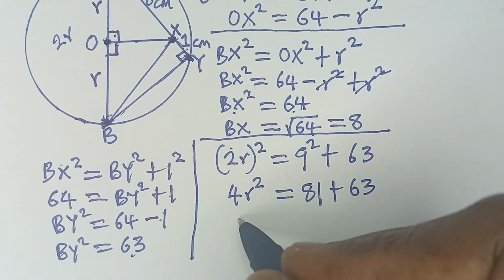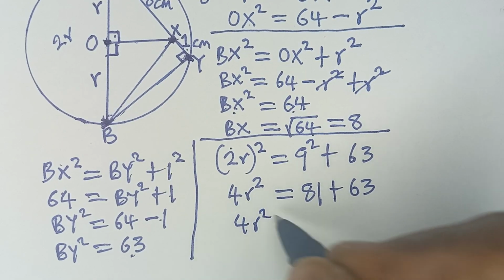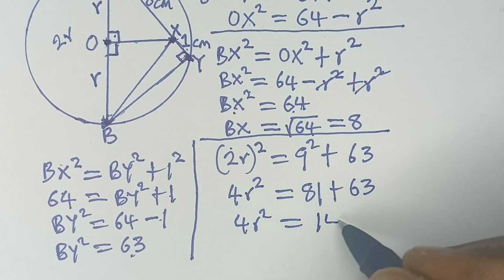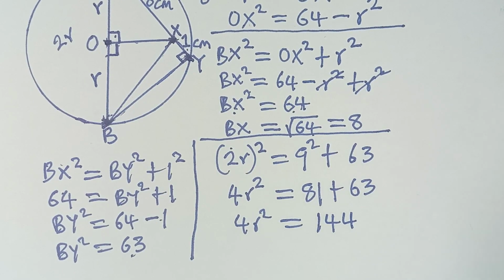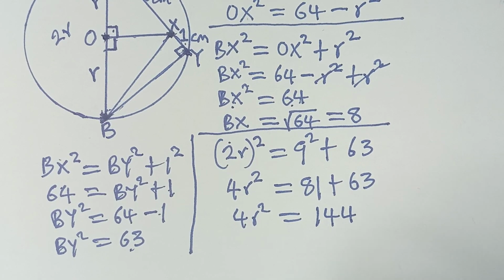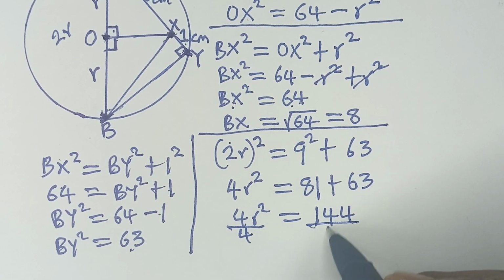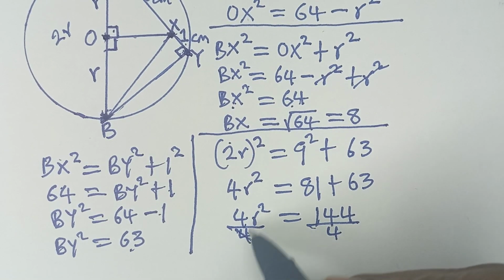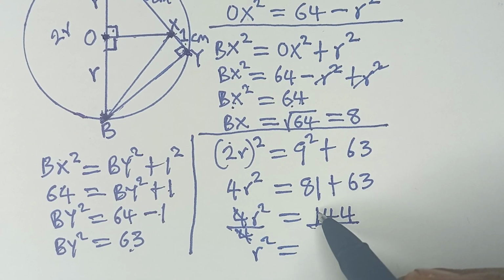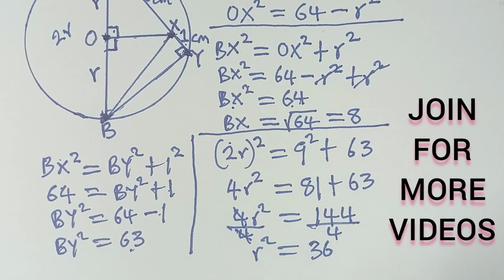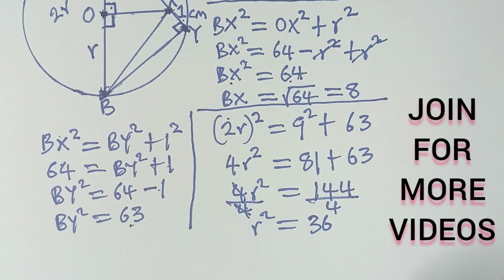So I can say 4r square is equal to 81 plus 63, which will give me 144. Then if I divide both sides by 4 and divide 144 by 4, I'll be left with r square on this side. So r square is equal to 144 divided by 4, which will simply give me 36. So r square is 36.